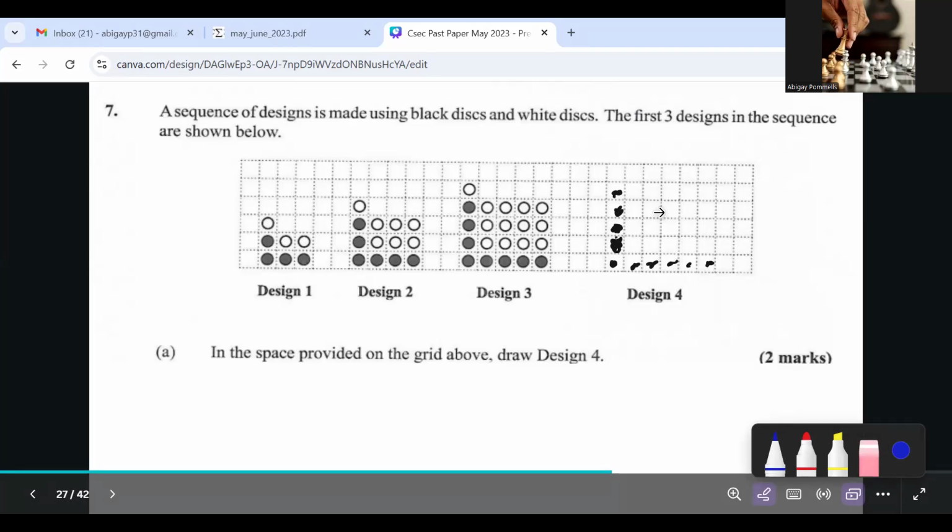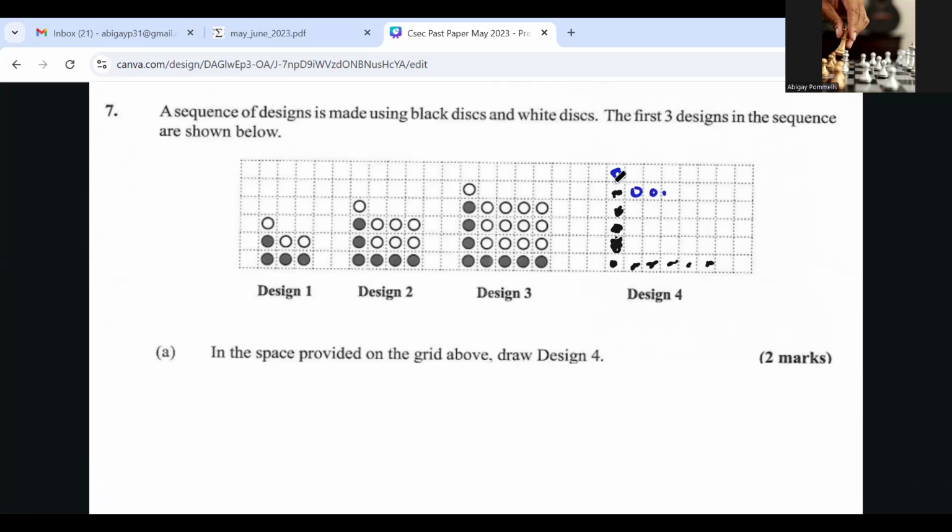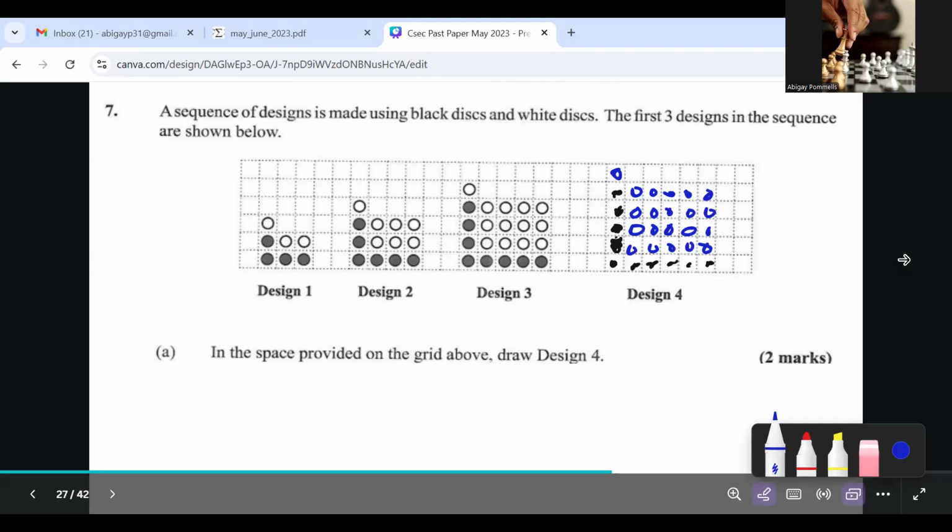So up here is going to be clear. Just fill in the clears. Just imagine that they're clears. Make sure your one is clear. All right, and that's it. That's all you have to do for 2 marks.